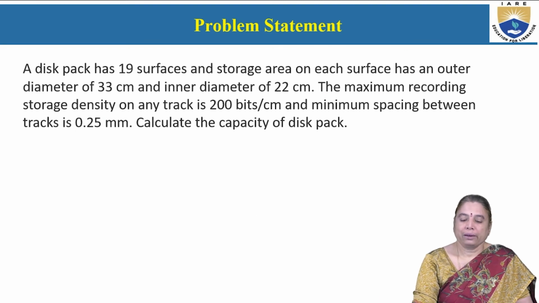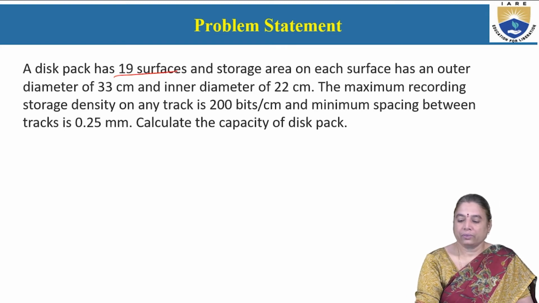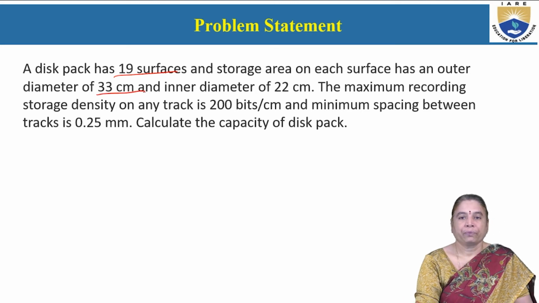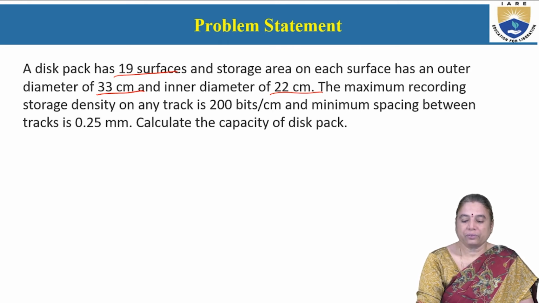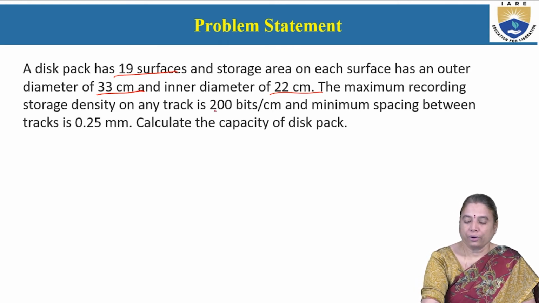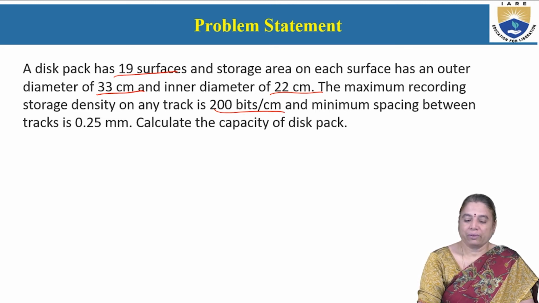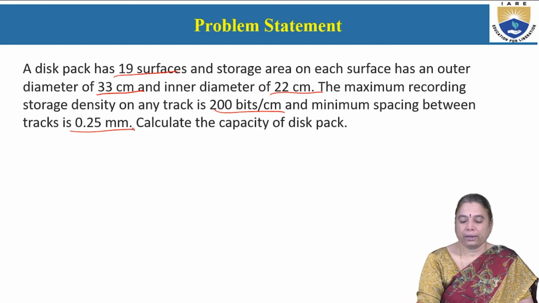Next problem statement is a disk pack has 19 surfaces. Storage area on each surface has an outer diameter of 33 centimeters and inner diameter of 22 centimeters. The maximum recording storage density on any track is 200 bits per centimeter and minimum spacing between track is 0.25 millimeter. Calculate the capacity of disk pack.